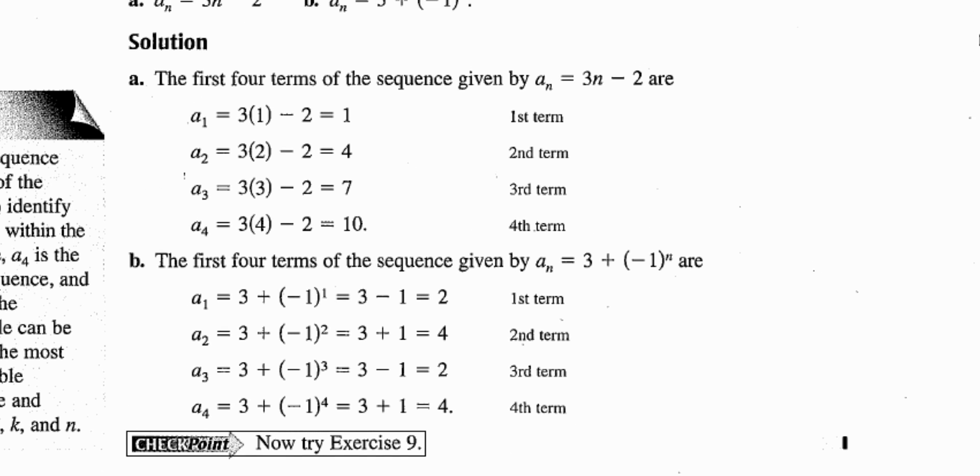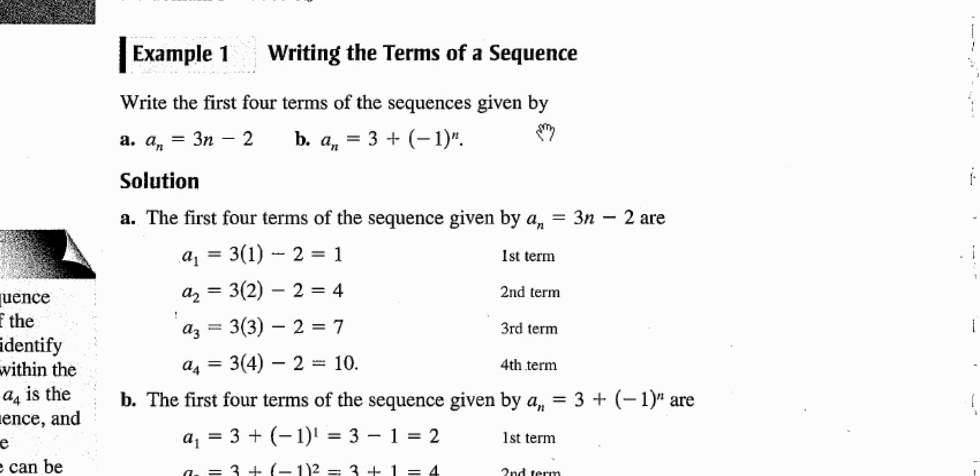Example 1. Write the first four terms of the sequences given by the following. A sub n is defined to be the expression 3n minus 2. All right, here we go. A sub 1 would equal 3 times 1 minus 2, and that's 1. A sub 2 is 3 times 2 minus 2, and that's 4. A sub 3 is 3 times 3 minus 2, and that's 7. A sub 4 is 3 times 4 minus 2, and that's 10. So the first four terms are 1, 4, 7, and 10.